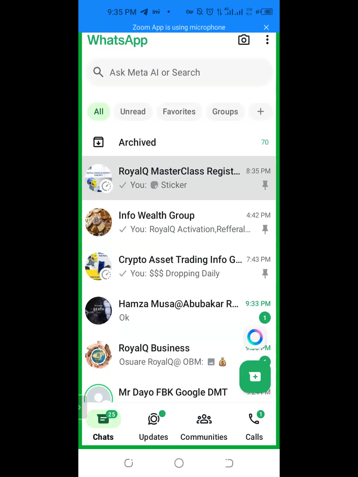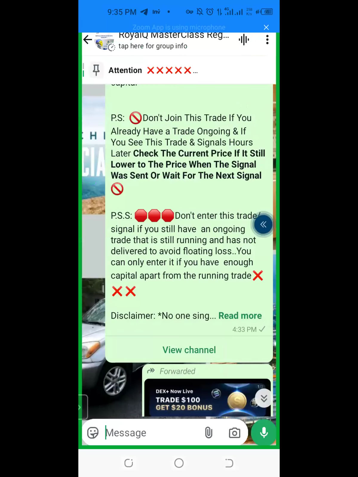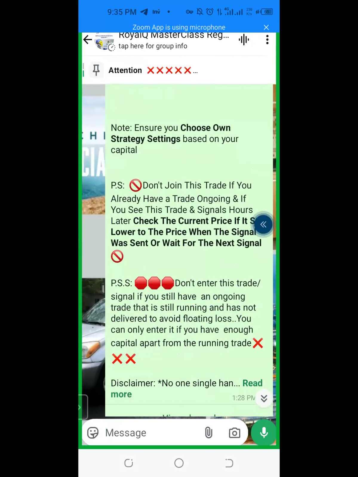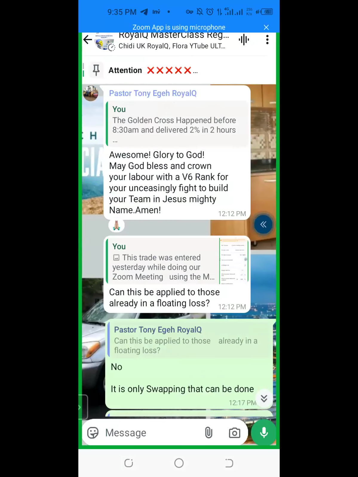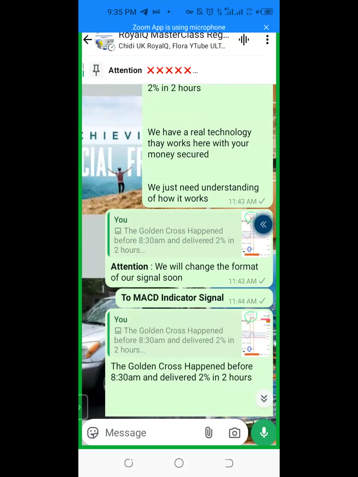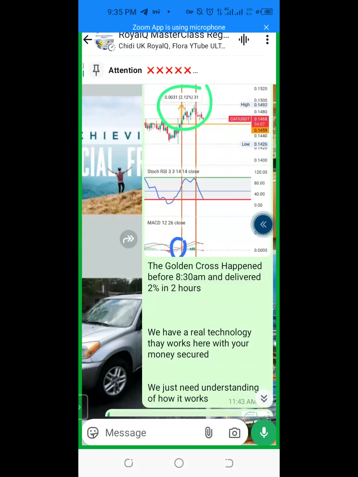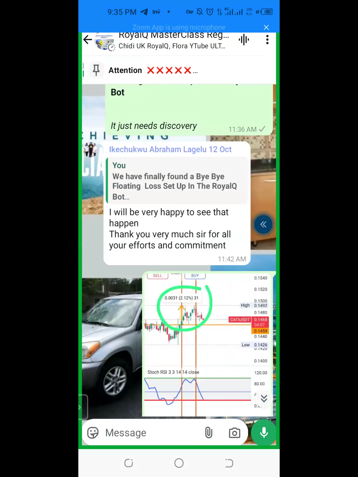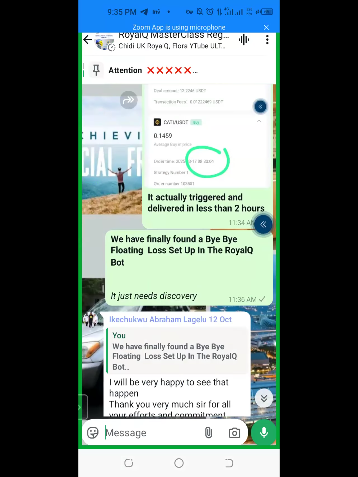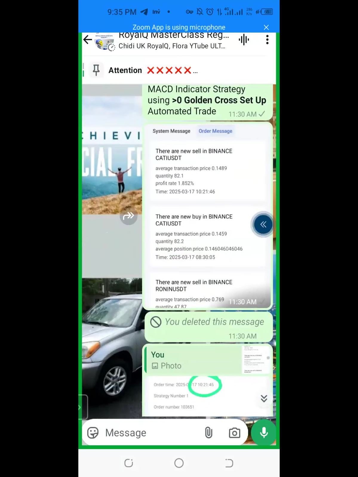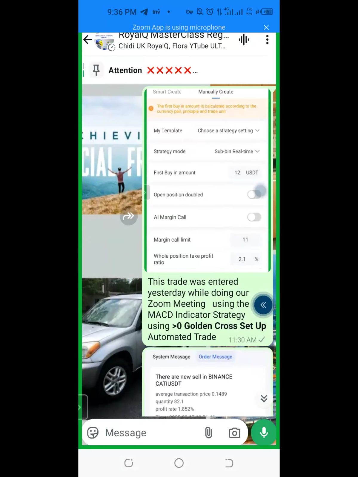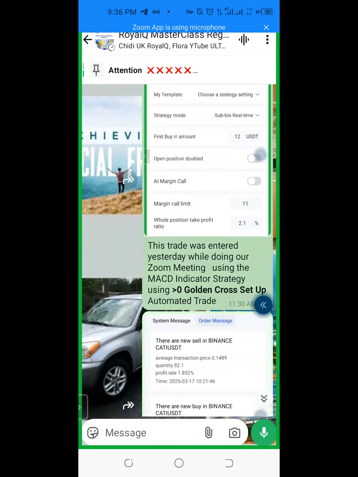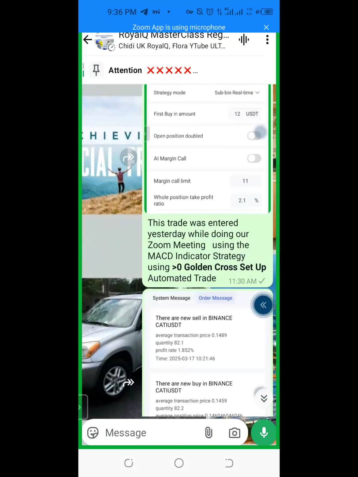I think it was on Sunday. When it triggered, I changed the setting from less than zero to this. See, anytime I do all this stuff, I always send the report to the group. I think I did it for cats. I said this trade was entered while doing our Zoom meeting, using the MACD indicator strategy, using the greater than zero golden cross setup.